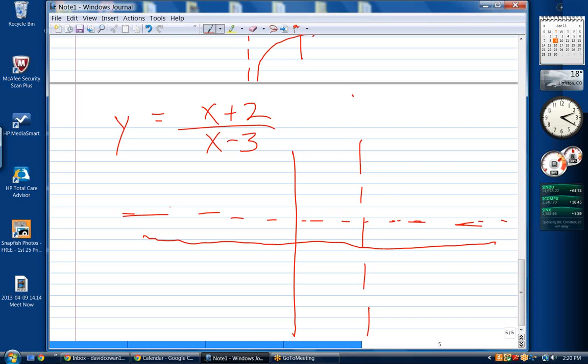So what's the domain on this? All real numbers except for 3. And the range? All real numbers except for 1. Well, we don't necessarily know that. In other words, if this is one of those things that crosses the horizontal asymptote, then it's going to be all reals.